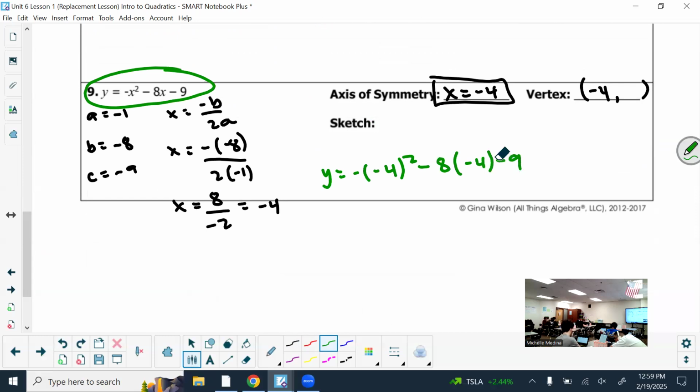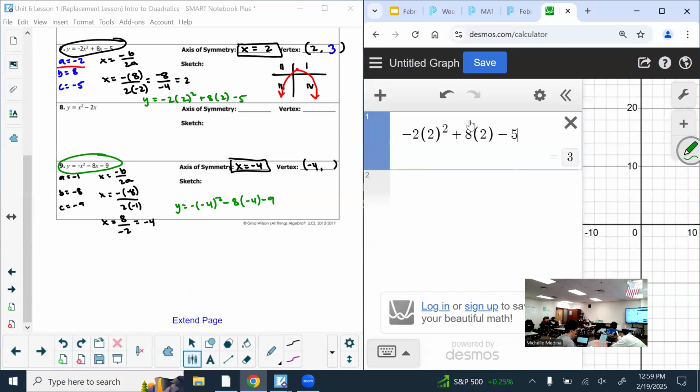I would not try to combine any steps here. I would literally just write it down plugged in, so that when I type it in my calculator, I just have to type that. So -4 in parentheses, -8. Okay, so same exact thing I wrote down. And my y value is 7. Everyone good?